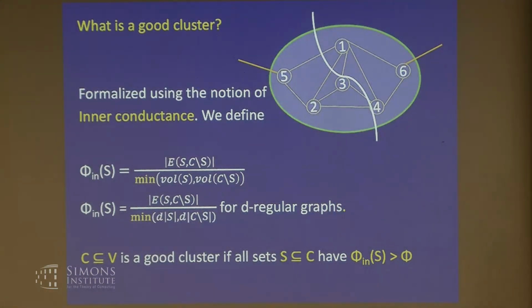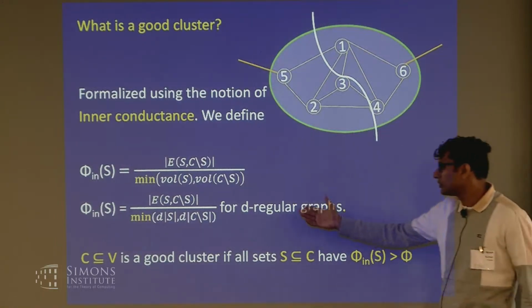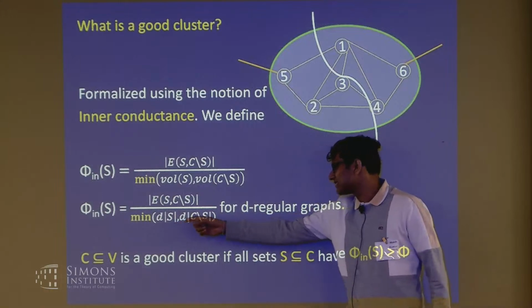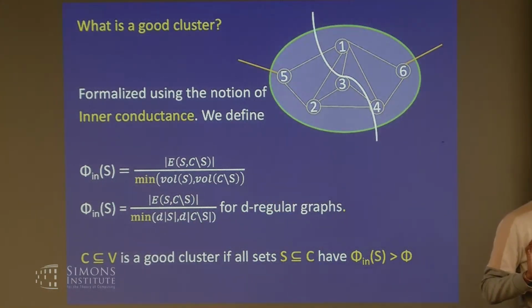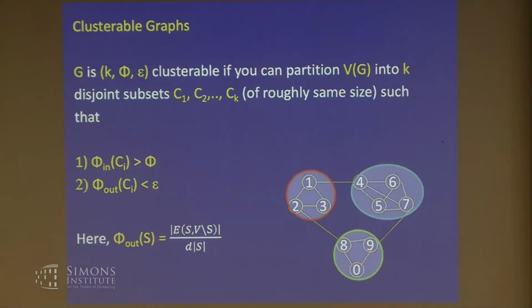And for d-regular graphs, this notion just boils down to d times the size of S and d times the size of C minus S in the denominator. And if all subsets S of C have large inner conductance, I call this subset of vertices a cluster. And now finally, I'm ready to define clusterable graphs. By the way, are there any questions at this point? All right, so let me move ahead.